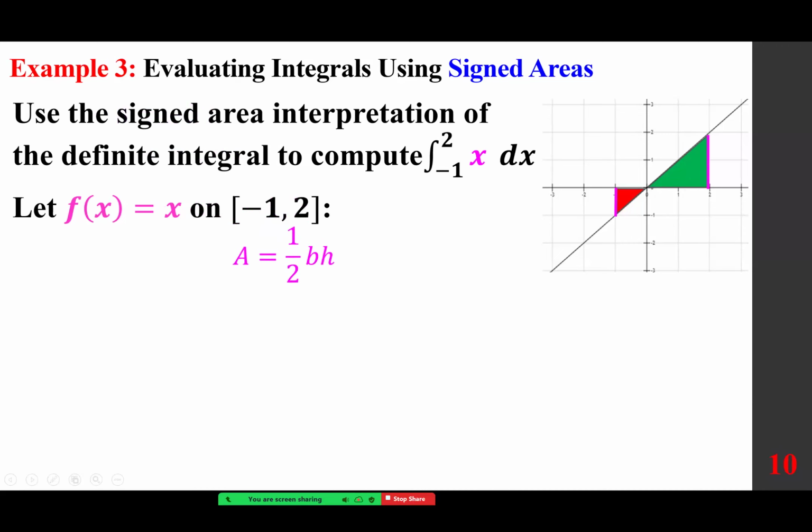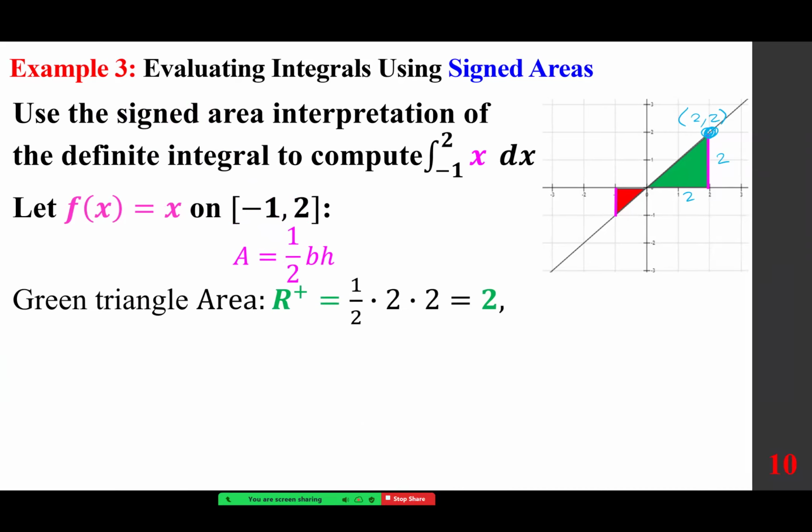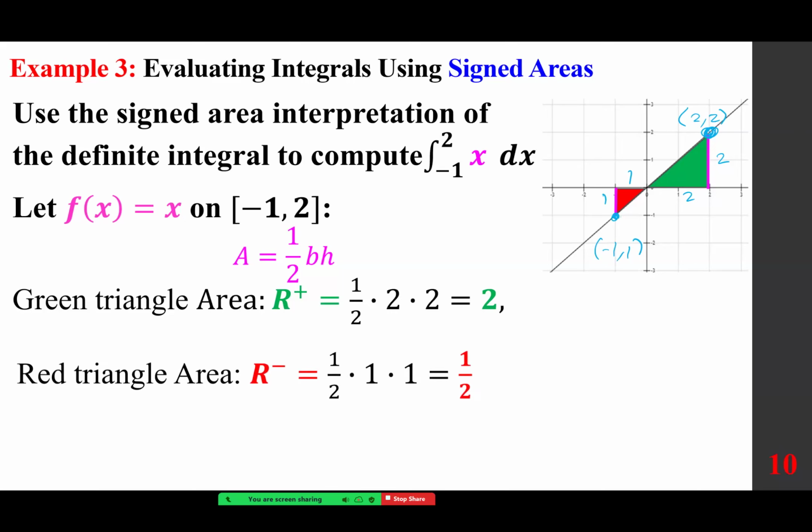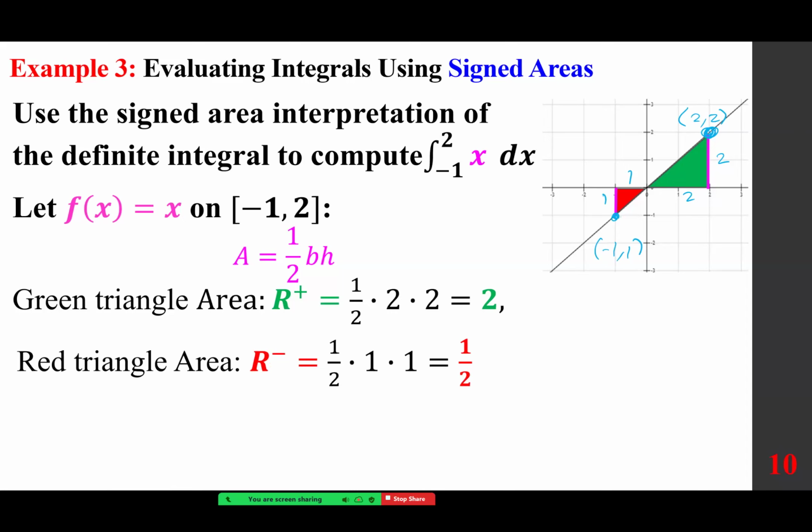This point has coordinates (2, 2). So this is a distance of 2. This is a distance of 2. Half of 2 times 2 is 2. For the red one, this one has point (-1, -1). The distance of 1, so 1/2 times 1 times 1 is 1/2. And their difference, 2 minus 1/2, the answer is 3/2.